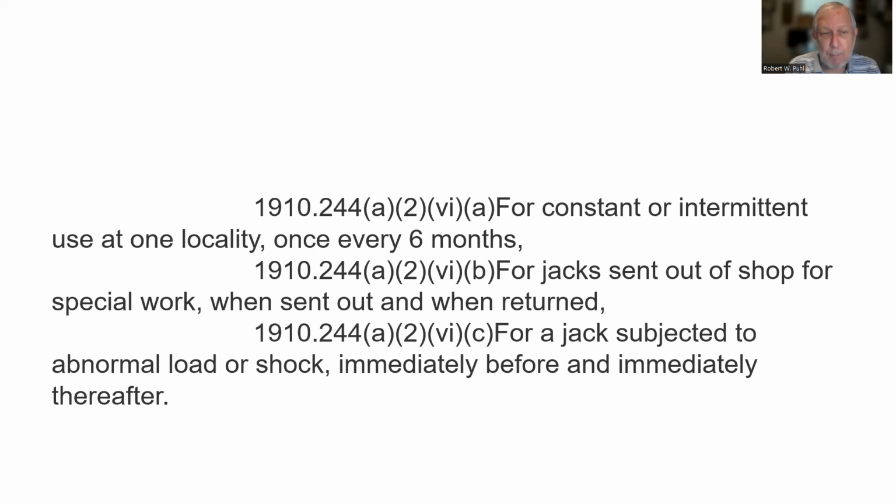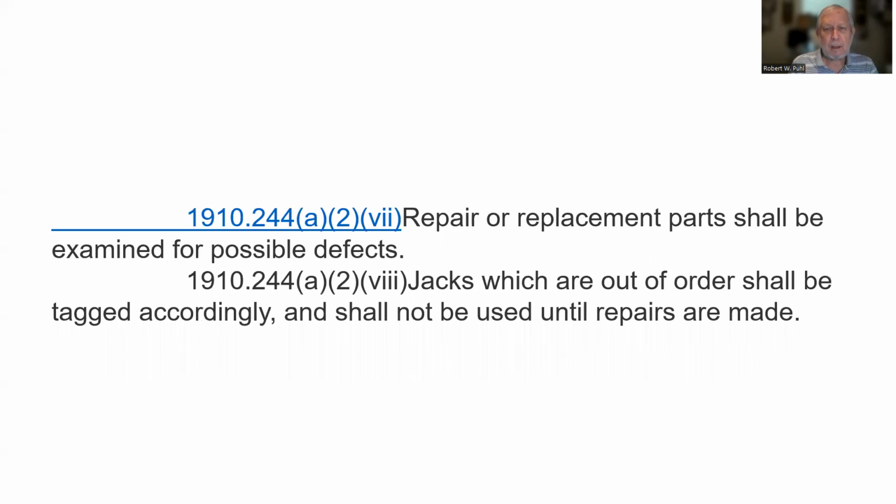For a jack subject to abnormal load or shock, it must be inspected immediately before and immediately thereafter. Now, sometimes you don't always know it before, or you wouldn't subject it to an abnormal load or shock. But if you think so, it should be inspected before and immediately thereafter, and that's really a lot of common sense right there, and a good idea. Replacement or repair parts shall be examined for possible defects. Jacks which are out of order shall be tagged accordingly and shall not be used until repairs are made. That's pretty universal across any equipment, or any forklifts or anything. If they're ladders, if they're out of order, they should be tagged and not be used until repairs are made.